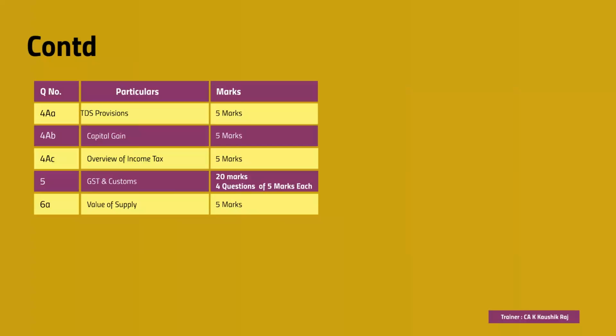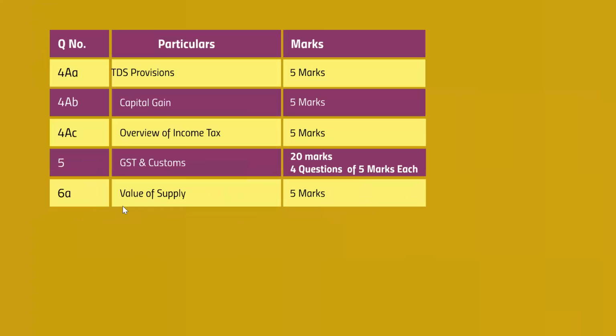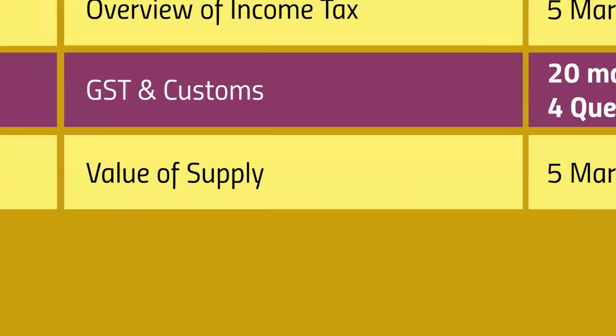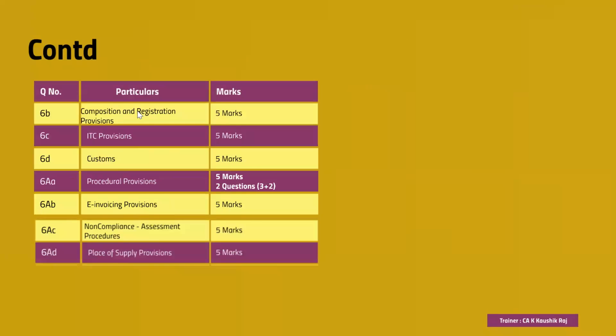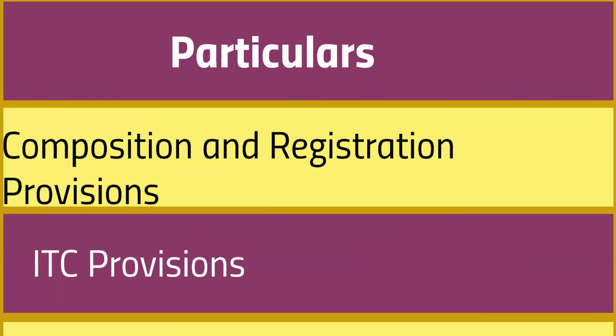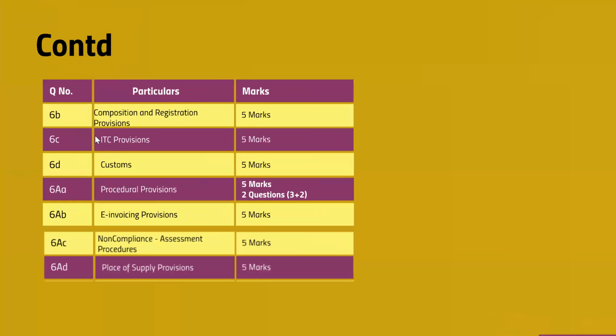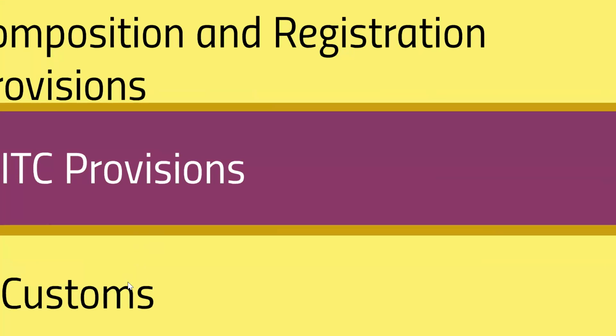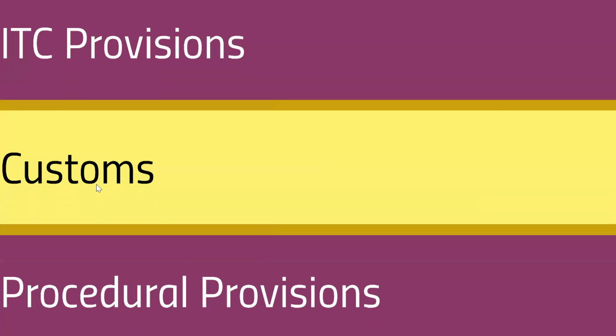Then comes question number 6, and question number 6 has 2 alternatives, question number 6 and question number 6A. Each of these questions has 4 sub questions. Each of these consists of 5 marks, making it 20 marks. So question number 6A, focusing on value of supply. So value of supply provisions is being asked. And then question number 6B, composition and registration provisions. Question number 6C is talking about ITC provisions. And question number 6D is talking about customs.